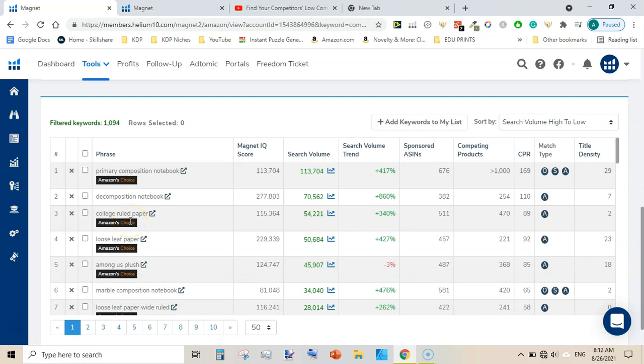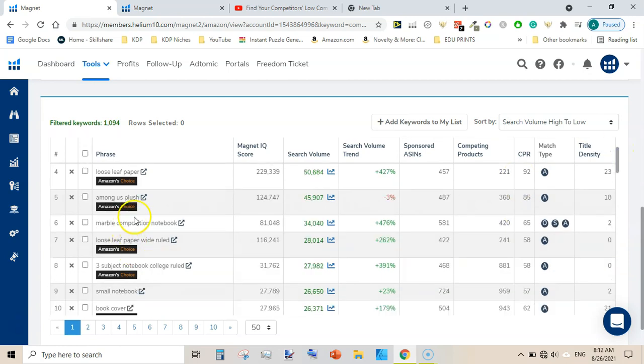College ruled paper. It has 54,221 search volume and competing products are only 470. You can also see this is a decomposition notebook. 70,000 search volume and competing products are 254 only. Okay, marble composition notebook. 420 competing products, 34,000 search volume, and Magnet IQ score is 81,000. 3 subject notebook college rule, 27,000 search volume, 881 competing products.